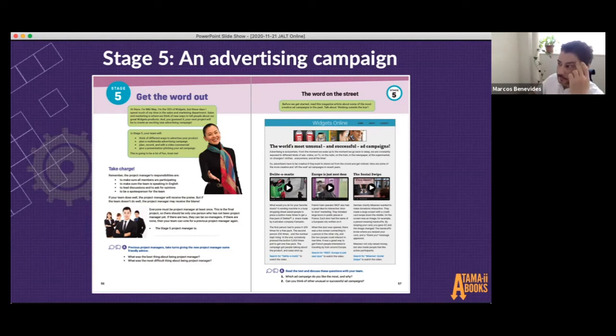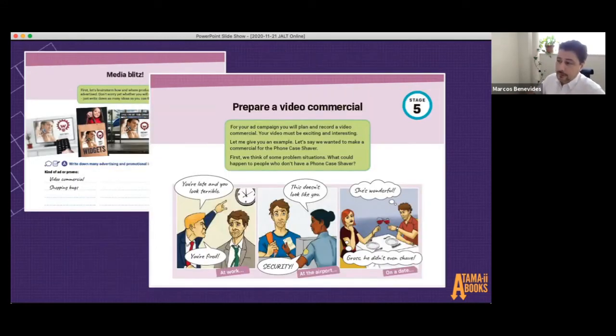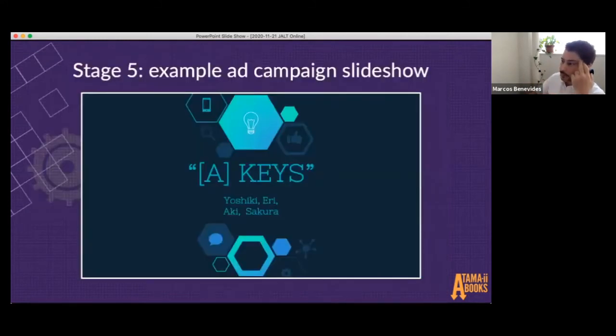Finally, stage 5, they do an advertising campaign. And again, this has all been building up. So they're using the information from all the previous groups to create an advertising campaign that includes, well, they brainstorm different ideas depending on who the target audience is. They prepare a video commercial perhaps, and that kind of thing is also highlighted and scaffolded in the book. We see an example here of an ad campaign slideshow. This is from one of Chris's teams, and I'm going to have to end with their presentation here.